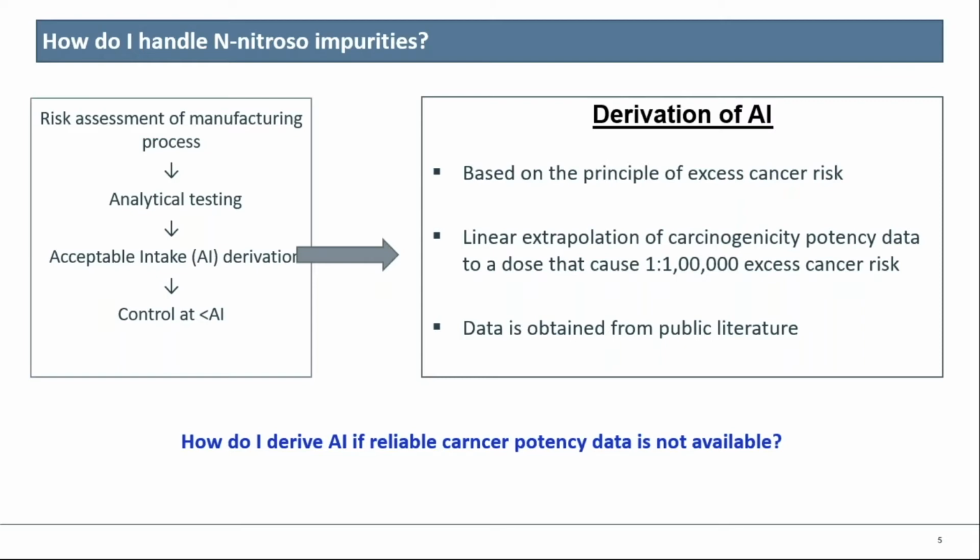Now, the challenge is that when you look for public literature for nitrosamine compounds, or for that matter, any mutagenic compound, for impurities, most likely you encounter a problem that there is no adequate data available. There is no adequate cancer potency data that can serve as the basis for derivation of AI. Then how do we do that? What is the solution for this?